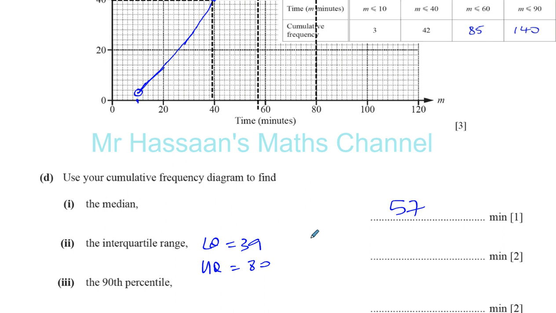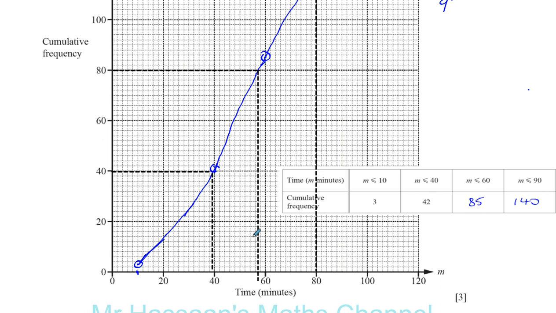So the interquartile range is 80 minus 39, which is 41 minutes. The interquartile range is like the middle 50% of the data. That's where the middle 50% of the data is. So it's between this value and that value there, and that's the median. That tells you where the lower quartile is, and that tells you where the upper quartile is.